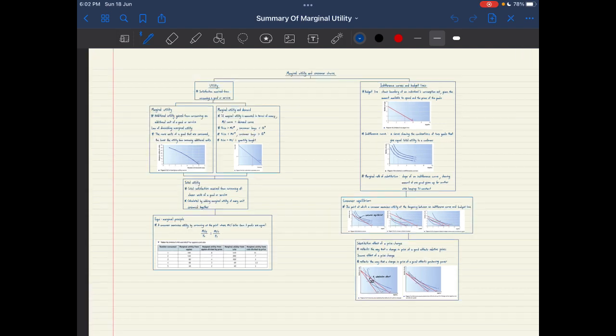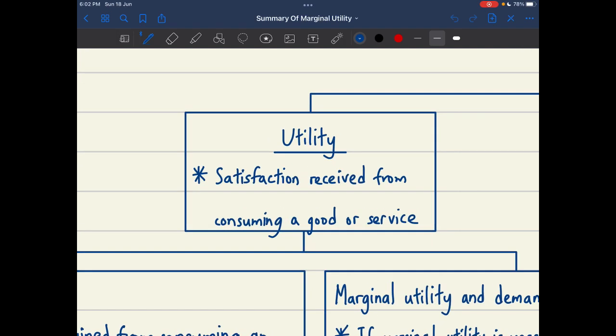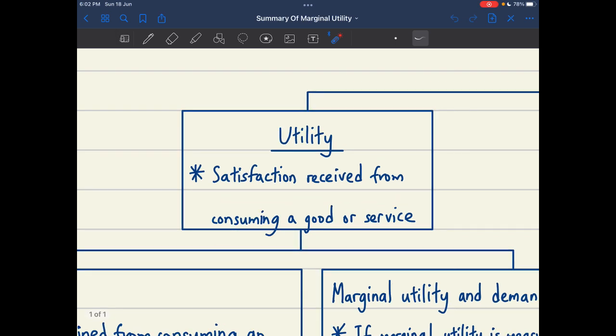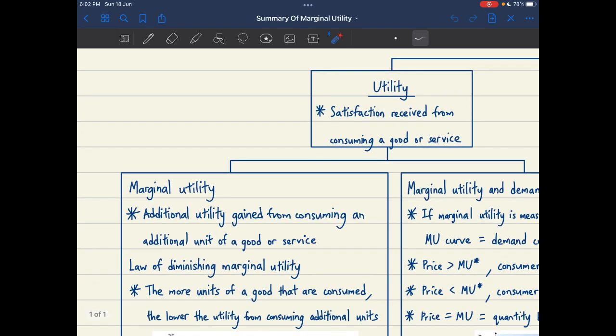Alright, let's start. So let's start off with the definition of utility. The definition of utility is the satisfaction received from consuming a good or a service. So let's say you consume a can of cola and you are happy with that consumption. That consumption would be known as utility.